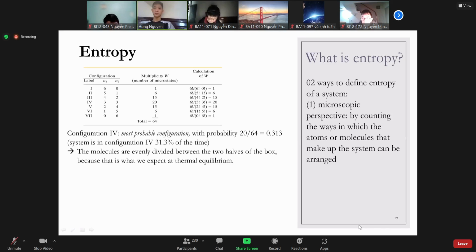Okay. So for example, how do we understand it? For example, if we consider the configuration 4, and this is also the most probable configuration, as I just explained, it will have a probability of 31.3%. It means that this system is in configuration 4 for 31.3% of the time. And this is the most probable configuration.